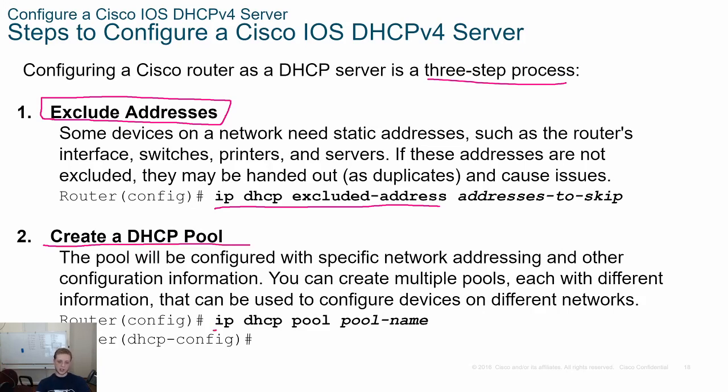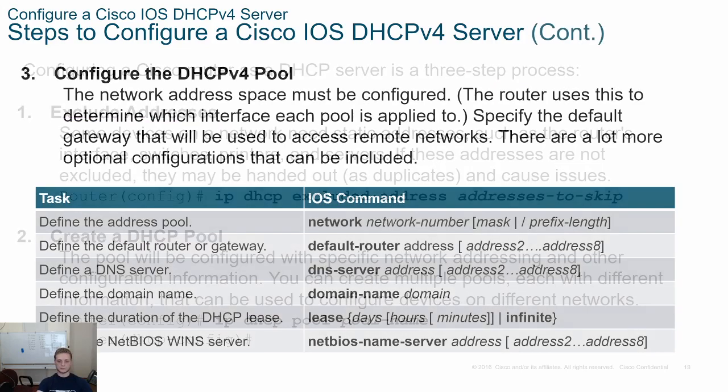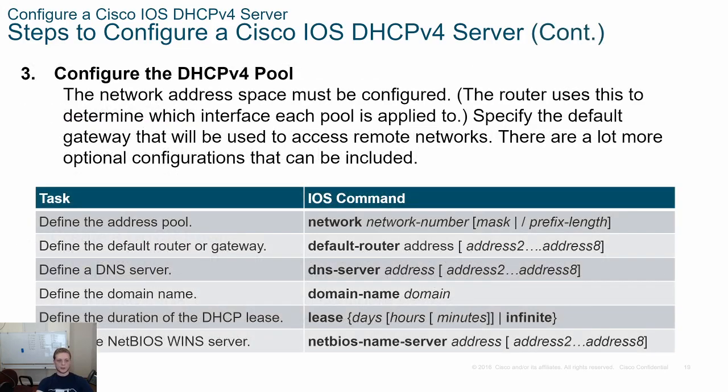You can do that with the ip dhcp pool command, and then you just add whatever pool name you want. Usually you would use maybe a VLAN number, like the pool name would be VLAN 30, or maybe it would have the common name of that VLAN, like cameras or IP phones. So then you're going to configure the DHCP pool itself.